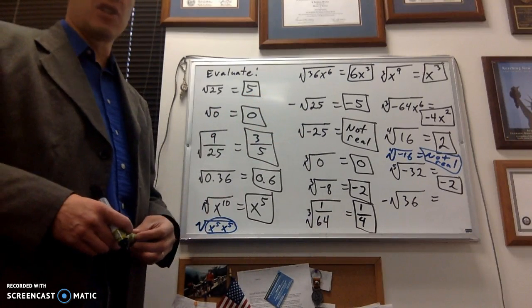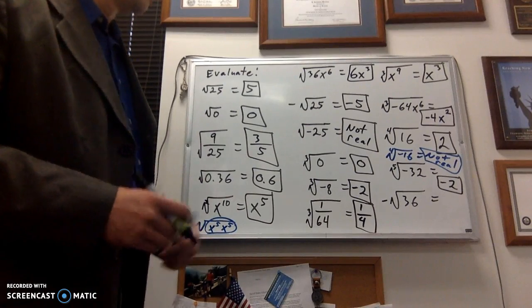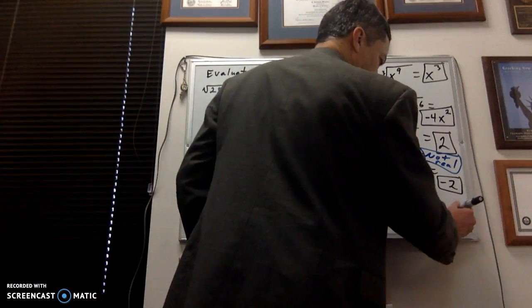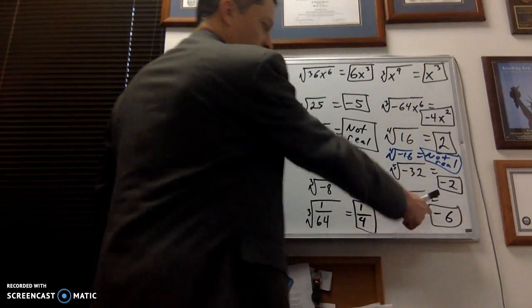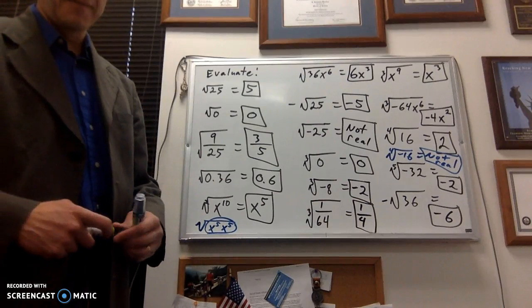How about the negative of the square root of 36? Kind of coming back to what we were doing earlier. If you got negative 6, then you're correct. The negative here sticks around. So really you're just doing the square root of 36 and then you've got it.